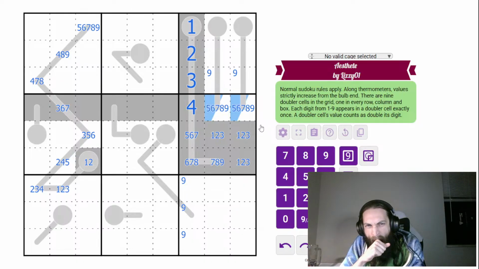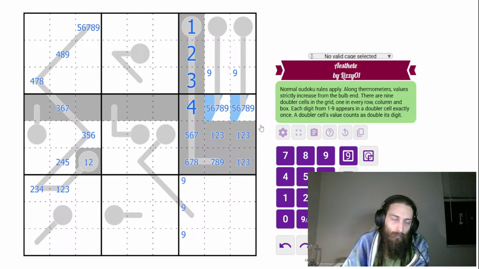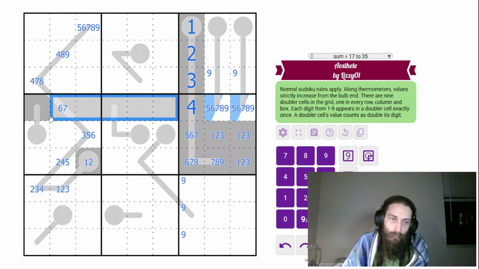All right. Where can 1 go in row 4? Well, it could go any place that's not. And it can't, yeah.